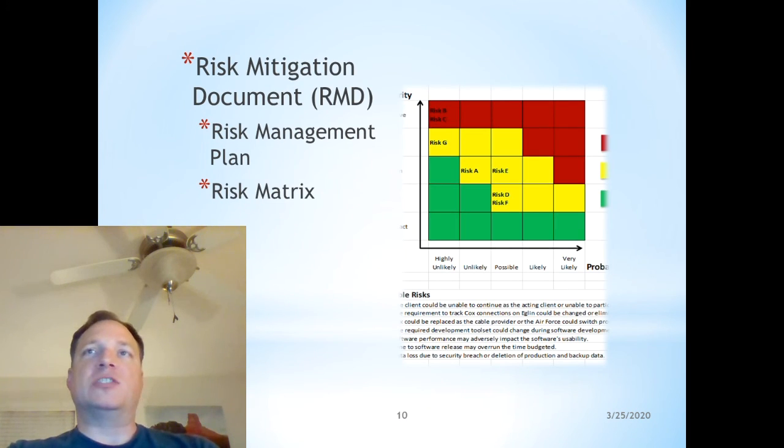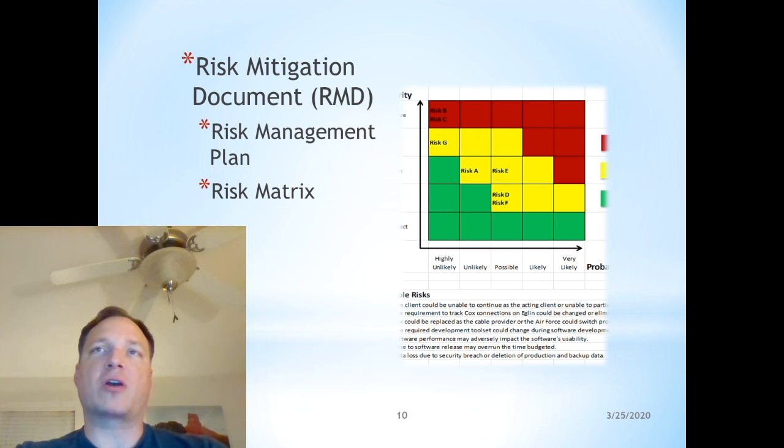The risk mitigation document includes a list of each of the possible risks and a plan to deal with them, and should any one of them occur, there will be a record of what to do about it. A risk matrix is also included that describes where each risk falls within the severity and probability range.